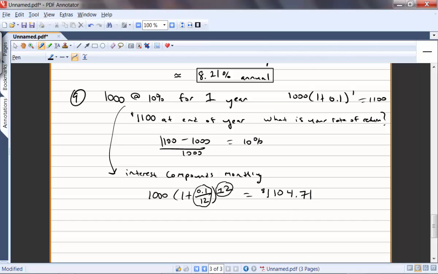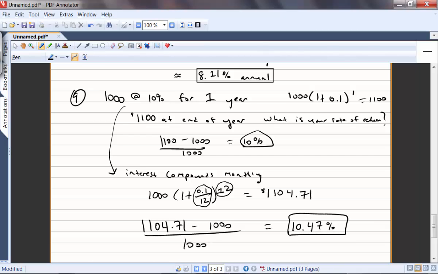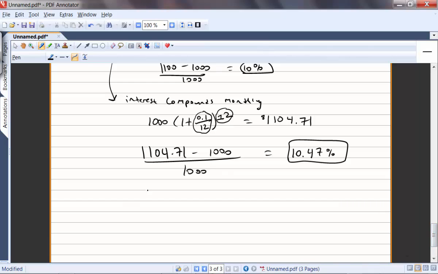What's your rate of return in the second case? Your rate of return in the first case is 10%. What's your rate of return in the second case? Well, here's what you have at the end, minus your initial investment, over your initial investment, 10.47%. This is known as the effective annual rate of return.